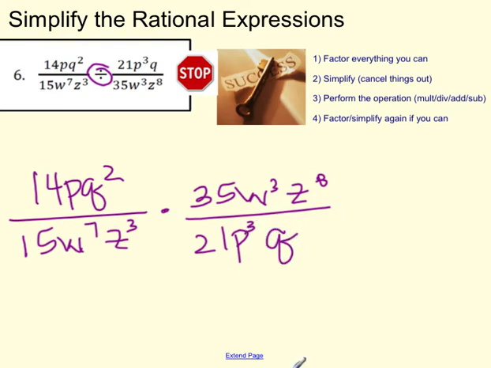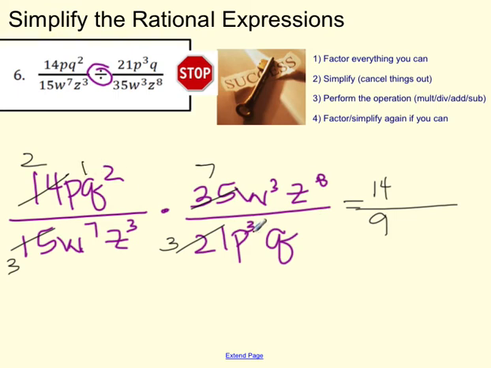Now I'm going to go ahead and simplify. I have 14, 21, both divisible by 7, so I have 2 and 3. 35 and 15, both divisible by 5, so I have 7 and 3. Can anything else simplify? No, so I would have 2 times 7, which is 14. 3 times 3, which is 9. p to the 1st, p to the 3rd. So I would have my larger p in the denominator, so it's 3 minus 1, which is 2. This one is gone.